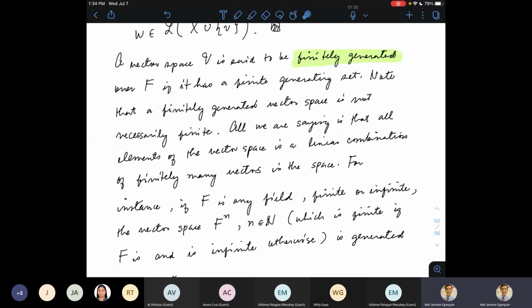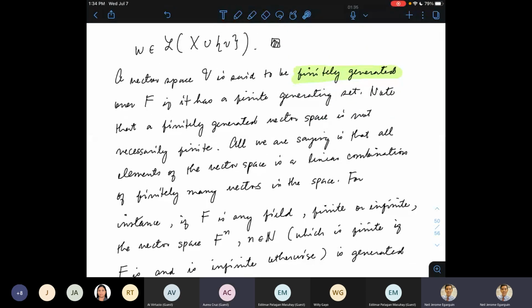Then just a bunch of definitions here. We say that the vector space V is finitely generated if it has a finite generating set. So it follows that if you have a finite vector space, then it is finitely generated, because a vector space can be generated by itself, right? Because V is the span L of V. And if V is finite, then it has a finite generating set.